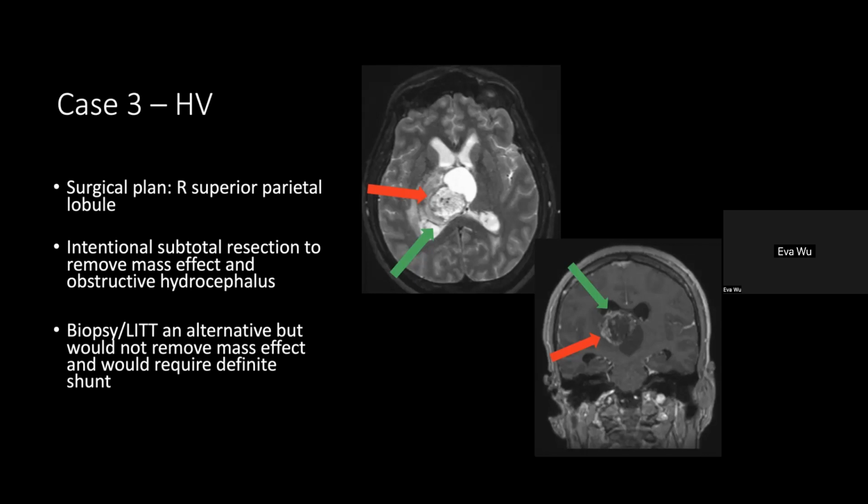just to relieve the mass effect and to help with the obstructive hydro. And then the other approach that you could consider, if it was something like an intraventricular meningioma, or you could go from below, if it was in a slightly different location than this, which I'll talk to you about later. But we didn't end up going through the superior temporal approach just because you would have to traverse through the internal capsule, which you see here.